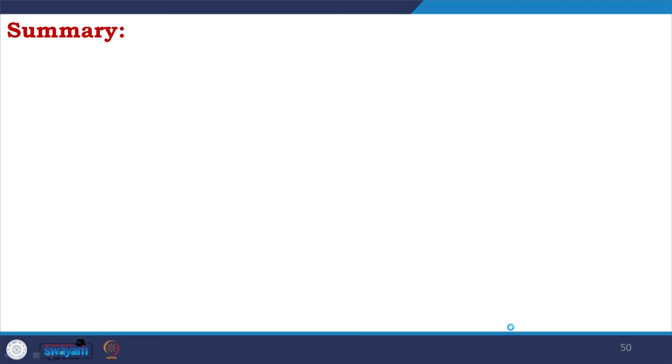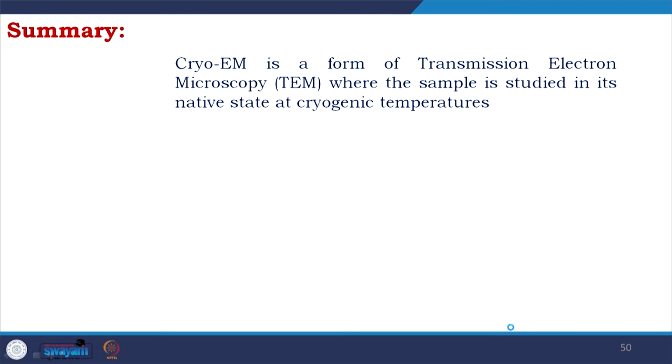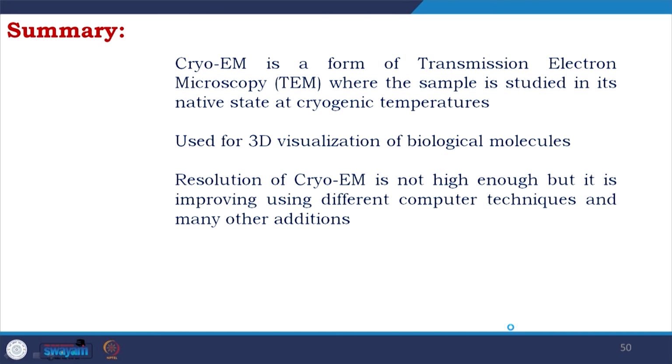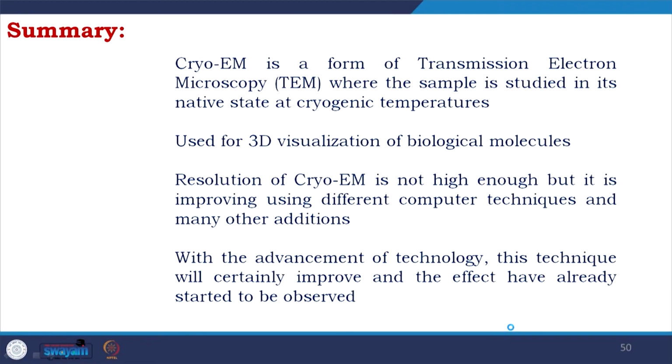In summary, cryo EM is a form of transmission electron microscopy where the sample is studied in its native state at cryogenic temperatures, used for 3D visualization of biological macromolecules. The resolution of cryo EM is not high enough as we have seen here, but it is improving using different computer techniques and many other additions. With the advancement of technology, this technique will certainly improve, and the effects have already started to be observed.